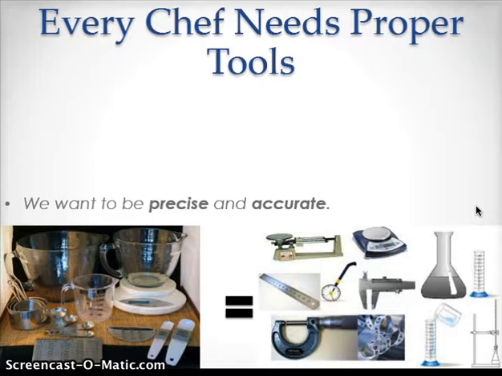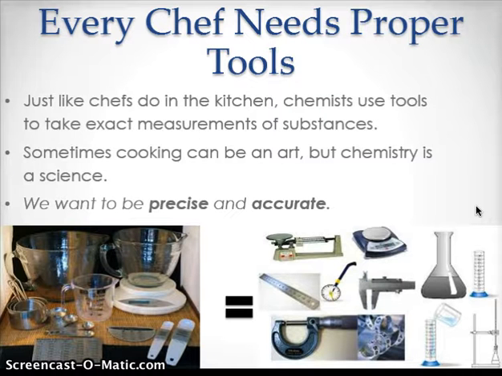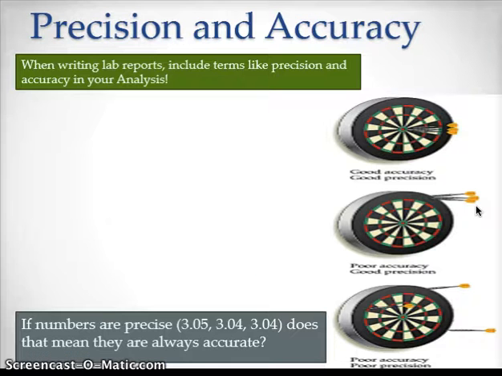Everything we do in chemistry has to be precise and accurate. Any little mistake could jeopardize the entire experiment. So, just like chefs do in the kitchen, chemists use tools to take exact measurements of substances. Chefs use their tools, we use our tools. Sometimes cooking could be an art, but chemistry is a science. It's not something that is creative, it's something that we must do correctly and in a precise and accurate manner.